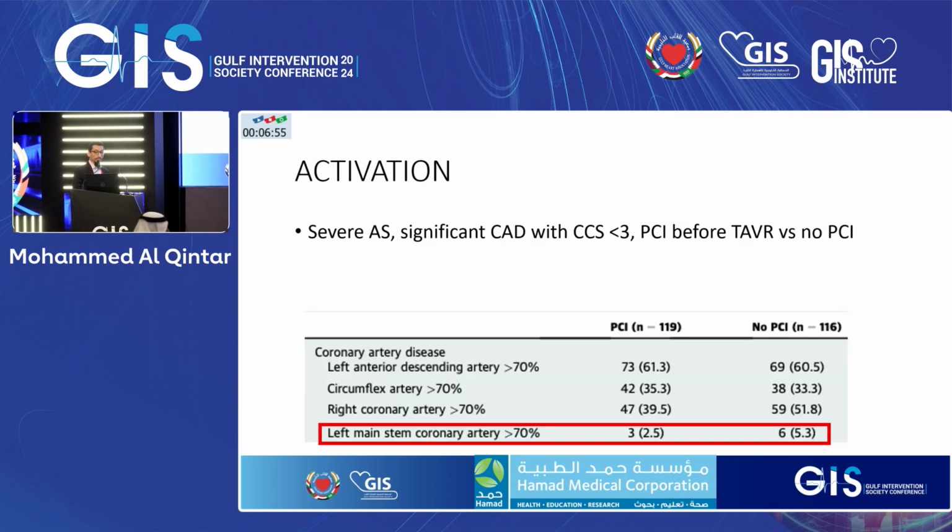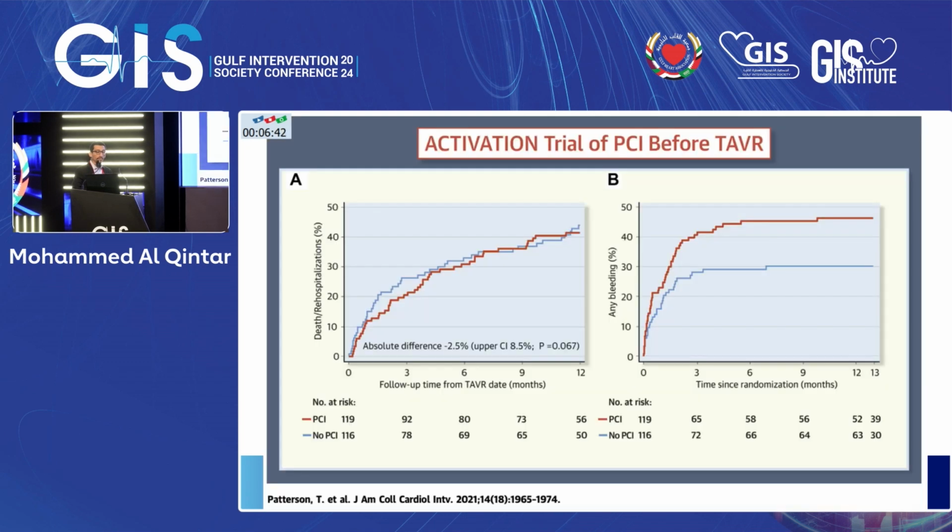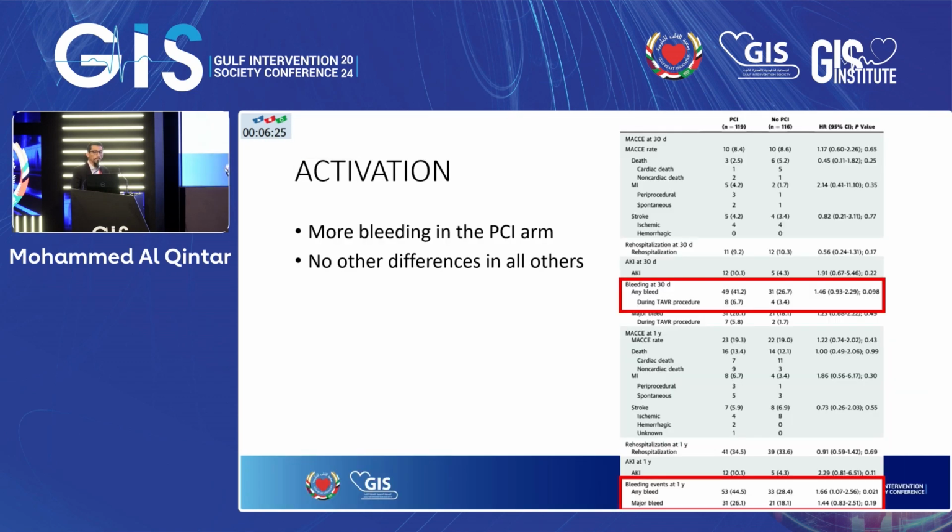So in the ACTIVATION trial, if you look, there are only 9 total patients that have left main. So really it's very hard to make any conclusions regarding left main and TAVR from this population. But if you just take this with a grain of salt, there is really no difference in death and rehospitalizations if you do PCI versus medical therapy, provided that you're doing the TAVR. And there was a lot more bleeding in the PCI arm, obviously, because of the dual antiplatelet therapy.